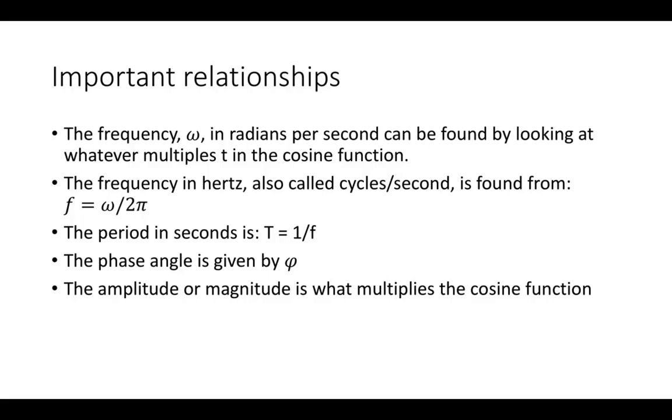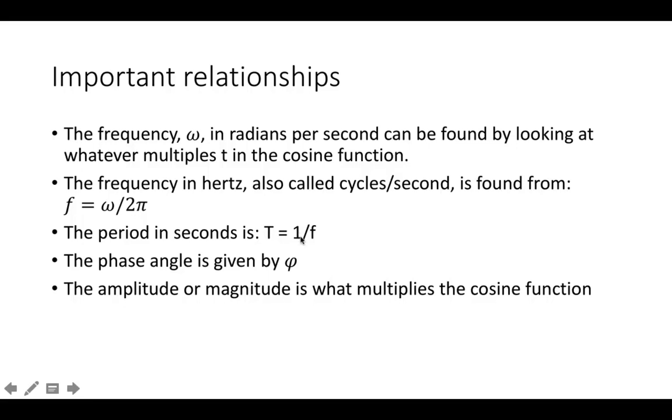For whatever reason, students have an incredibly difficult time remembering this. So I think you just have to do the cycles per second times 2 pi radians per cycle to get omega. Do you divide or multiply by 2 pi? Use your units to help you remember. f is hertz or cycles per second. Omega is radians per second. So we're taking radians per second, dividing by 2 pi radians per cycle, and that should give us cycles per second. The period in seconds is found by taking T as 1 over f.